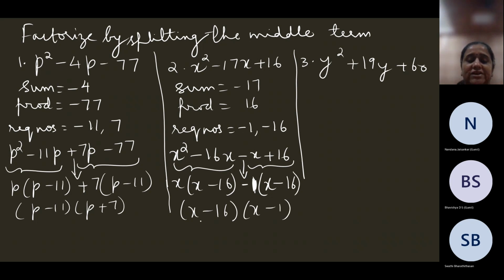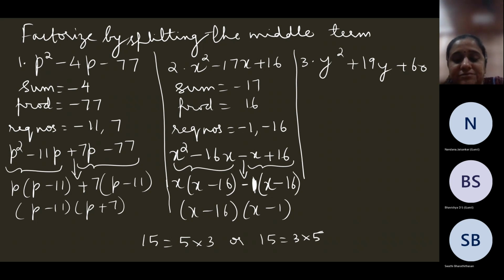Or you can also write it as x minus 1 into x minus 16. Like 15 is what? 5 into 3. Or you can also write it as 3 into 5. Both are the same. So like that, x minus 16 into x minus 1 or x minus 1 into x minus 16. Any order.